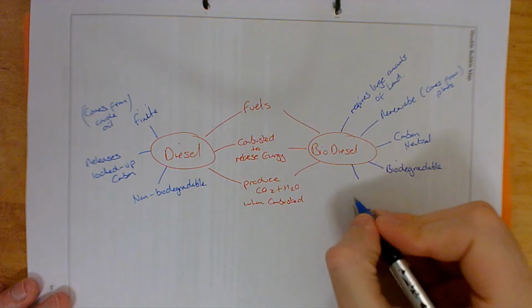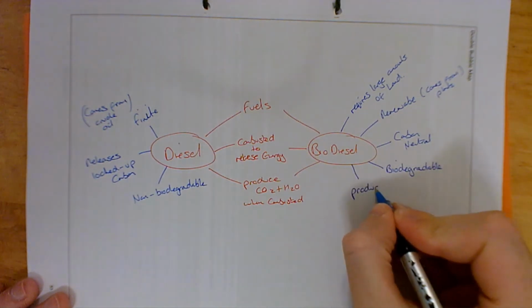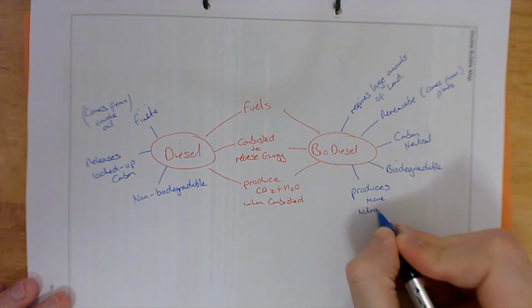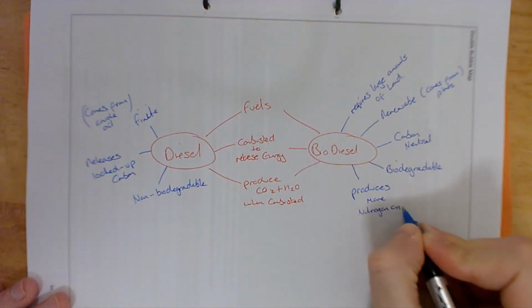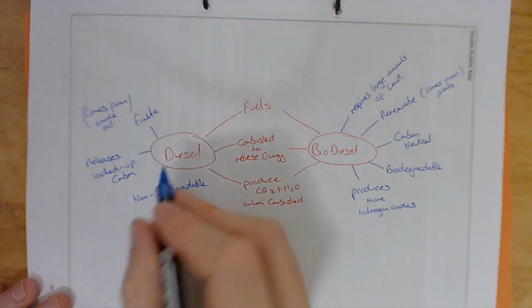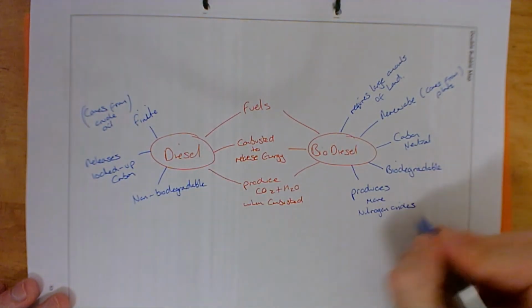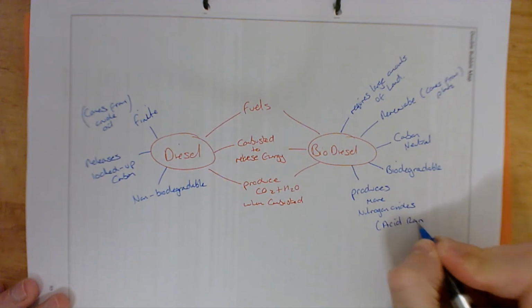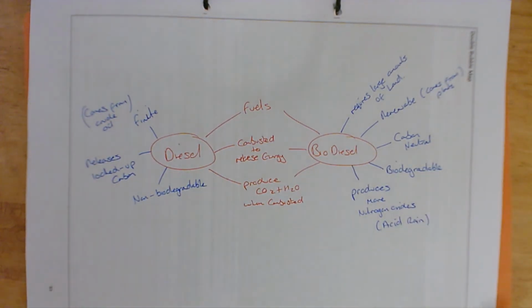It produces more nitrogen oxides when you combust biodiesel compared to diesel from crude oil, and the problem there is they contribute to acid rain. So there are many other comparisons you can make. Obviously there were 11 points on the previous page, and you could add all of them to this double bubble map, but these are the key considerations you need to make.